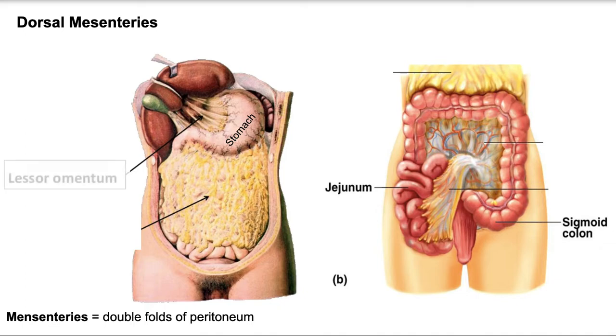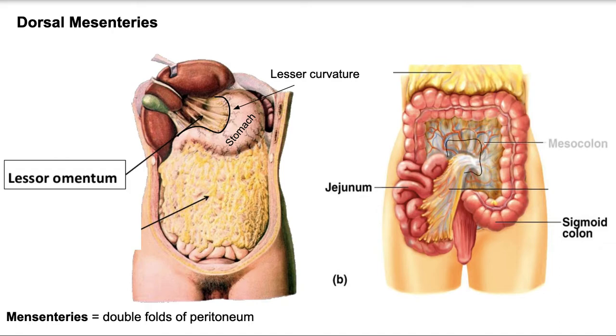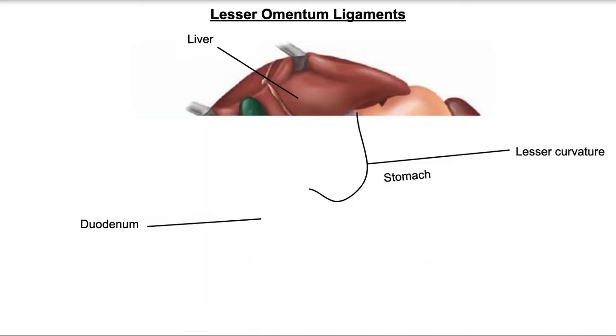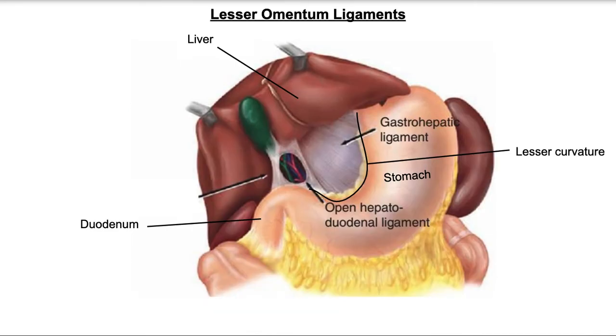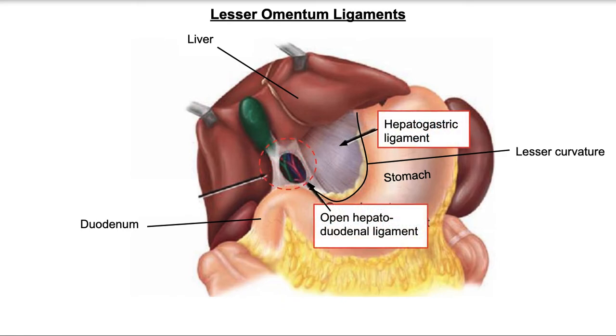It includes the lesser omentum anchoring the lesser curvature of the stomach to the liver, the mesocolon anchoring the large intestine, and the mesentery proper anchoring the small intestines. The lesser omentum also has two ligaments. The hepatogastric ligament connects the lesser curvature and liver, and the hepatoduodenal ligament connects the proximal duodenum and liver.